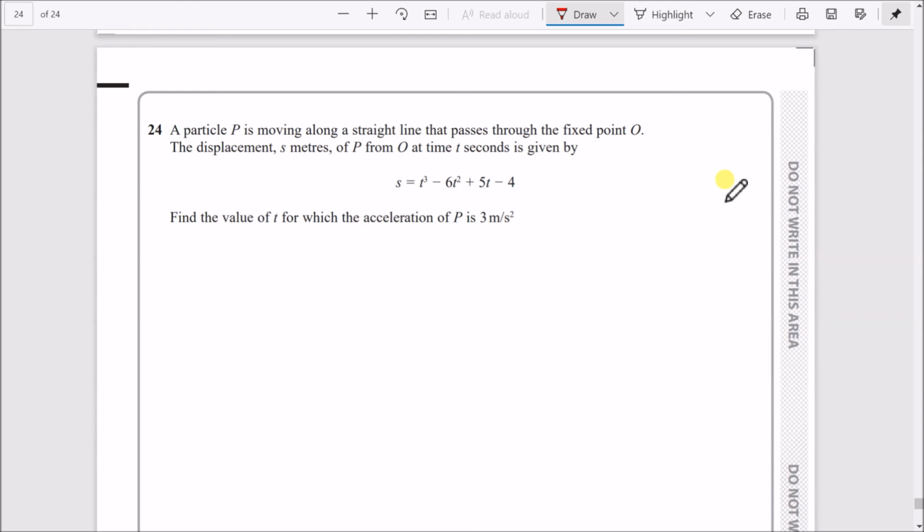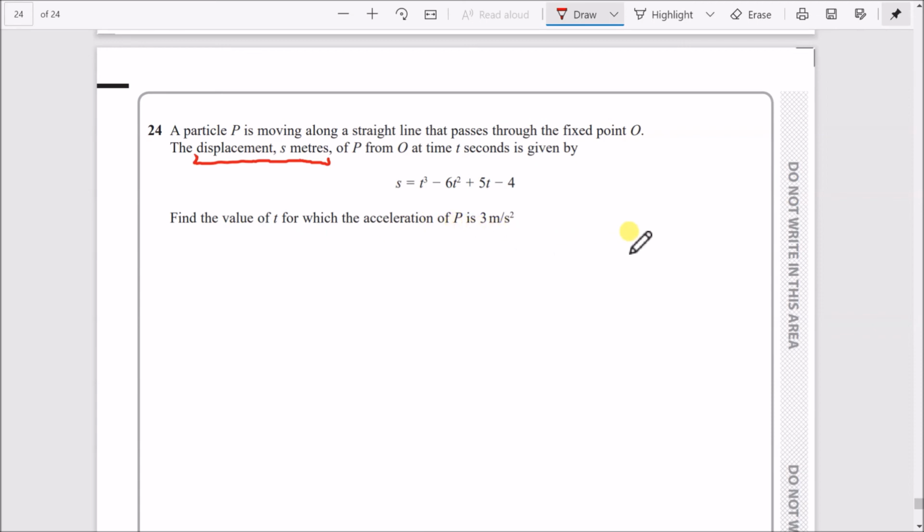So a particle P is moving along a straight line that passes through a fixed point O. The displacement S, so displacement is pretty much a vector form of distance, like how far you travel from a certain point, of P from O at time t is given by the following equation. So S is your displacement, t is your time. Find the value of t for which the acceleration of P is 3 meters per second squared.